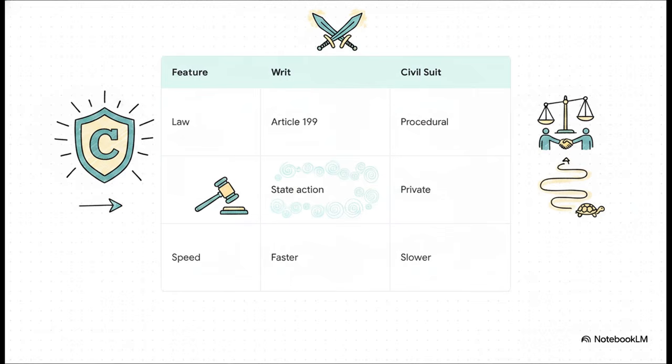Because writs deal with urgent, heavy constitutional matters, they are usually much faster than civil suits, which, let's be honest, can sometimes drag on for years. Ultimately, the goal of a writ is to protect fundamental human rights, while a civil suit enforces standard civil rights and contracts. You have to choose the right weapon for the right battle.